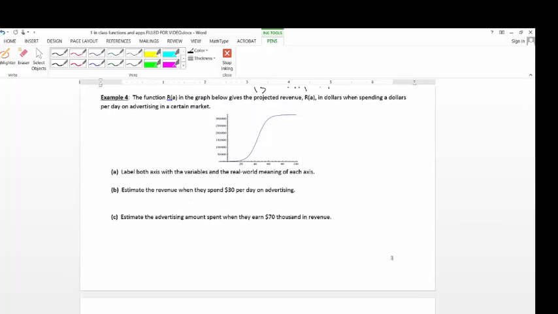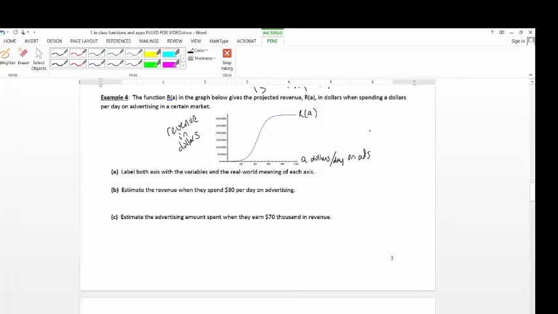The next function, it says we have a function R of A in the graph. It gives us projected revenue in dollars. So I'm going to go over here and say it's outputting revenue in dollars, labeling it, sorting out the meaning of input and output. It says it's giving revenue in dollars when spending $A per day on advertising. So the input is $A per day on advertising.